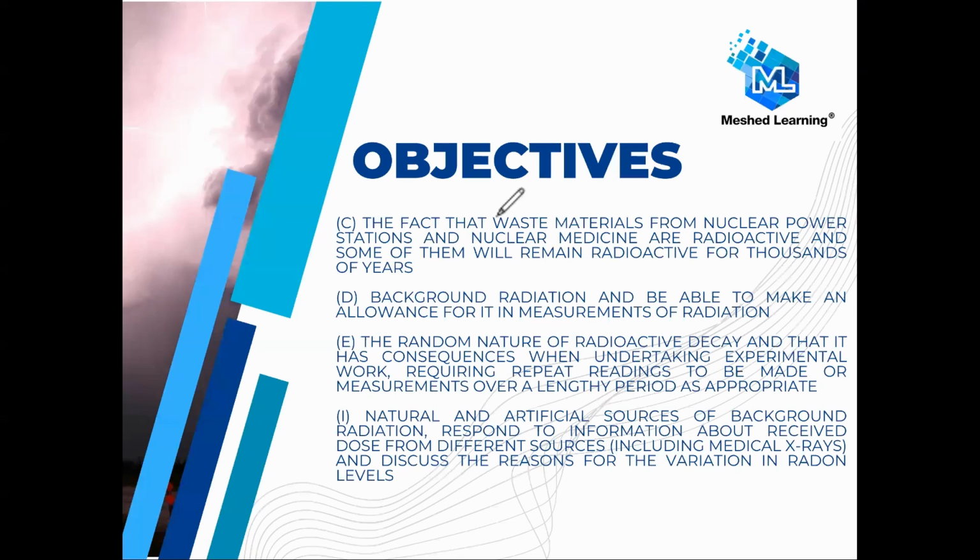So the fact that waste materials, so we haven't talked about that yet. So background radiation, being able to make allowances. We've talked about that. And we've talked a little bit about the random nature of radioactive decay. So we've obviously got to work with repeat readings, right? So we did those experiments several times to make sure that we are collecting an appropriate set of data.